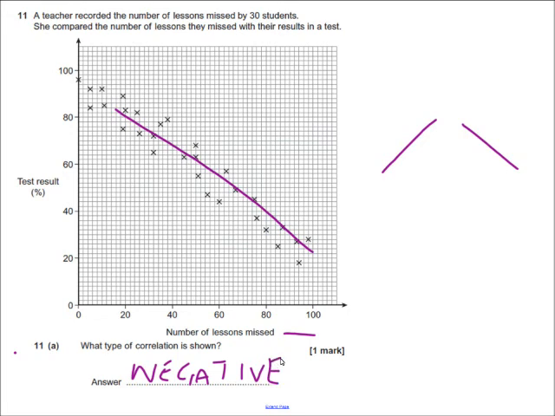Well, you should be aware that positive correlation is a line like that, and negative correlation goes the other way. So in this instance, it's quite straightforward to see we have negative correlation. Now in this case, they're asking just for the type of correlation, and negative gets you the 1 mark. But if you want to say it's strong as well, then you can add strong negative correlation, and it won't make a difference to the mark in this case.